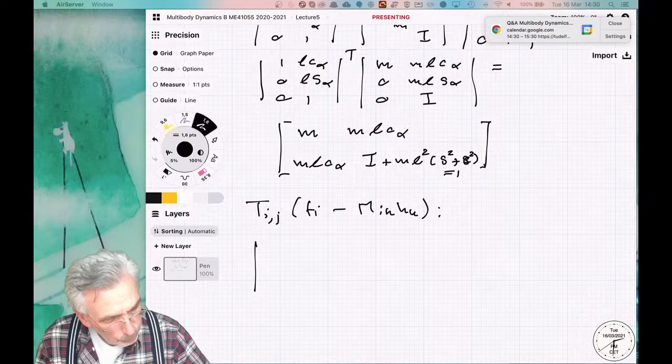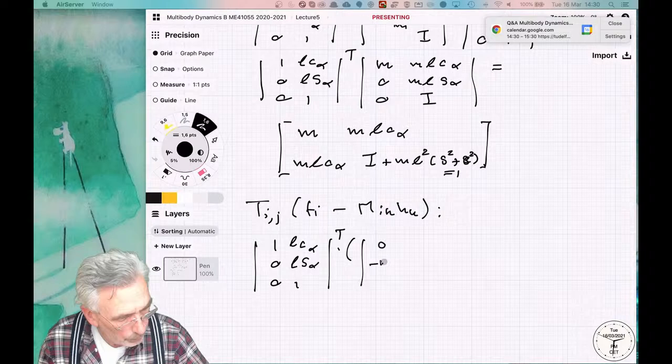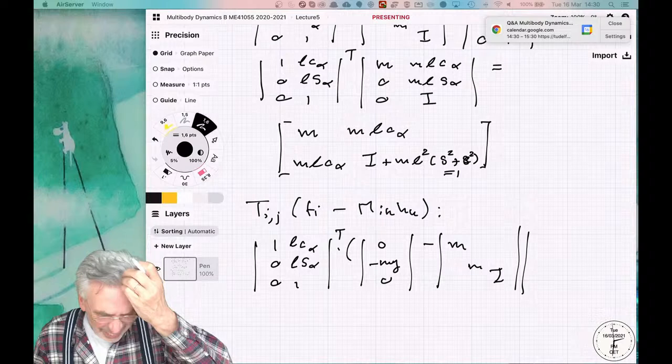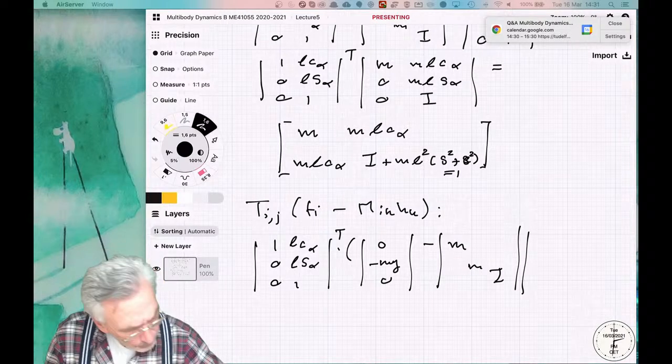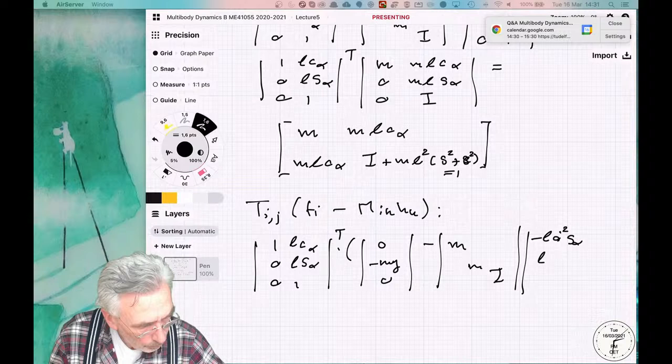So again I form this transformation here, the transform times the F_i, which is 0 minus Mg, 0, and then minus, and then again this mass matrix. And do you remember what the convective terms were? Yeah, minus L alpha dot squared sine alpha, L alpha dot squared cosine alpha, and we had a 0 here. Okay.